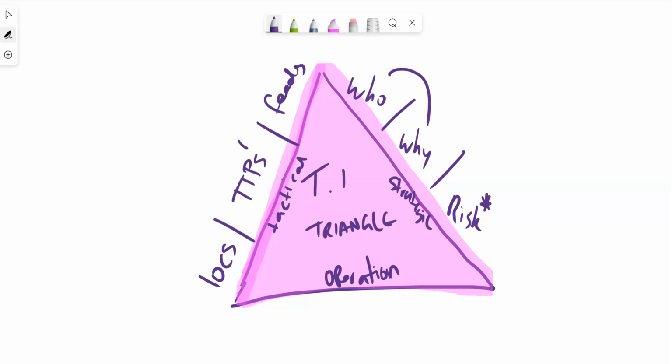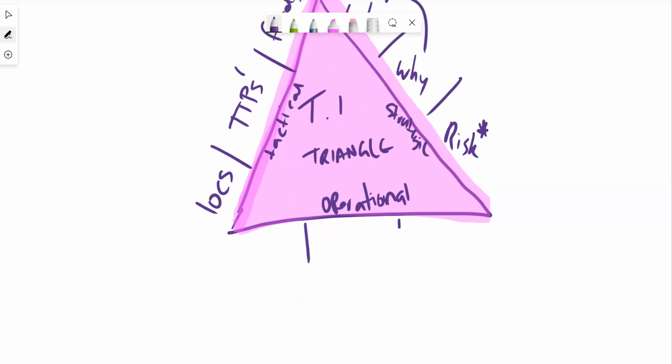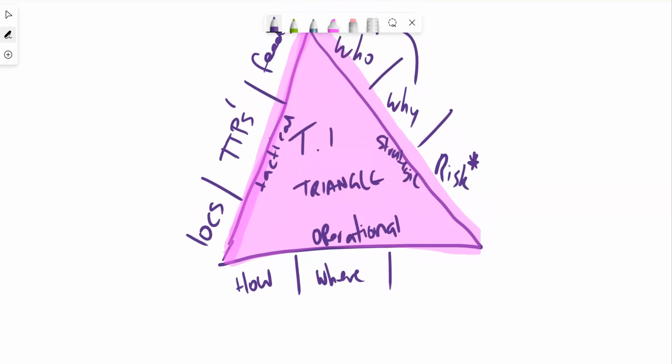Now, anytime we talk about operational, tactical, and strategic measures, think of this in terms of the how and where. So again, you've got who and why, then we've got our how and where, and then we have our tactical measures. As you can see, it all plays into each other quite coherently. Operational, again, basically outlines and documents approaches to how these attacks get carried out, right?